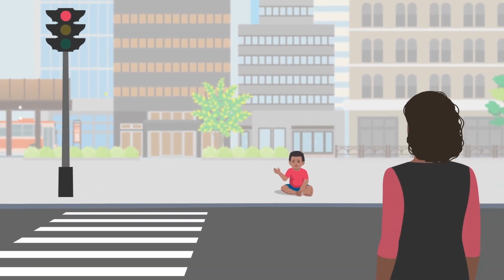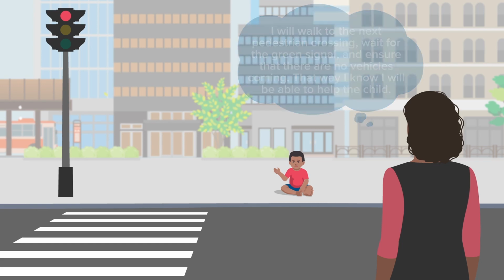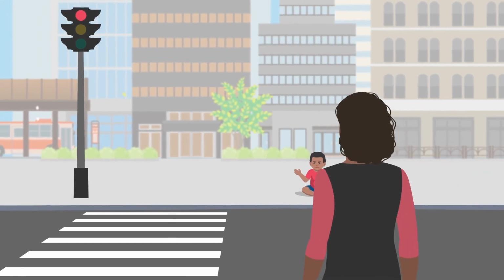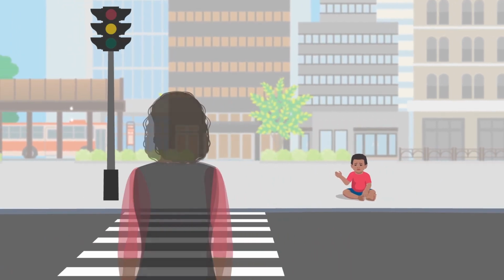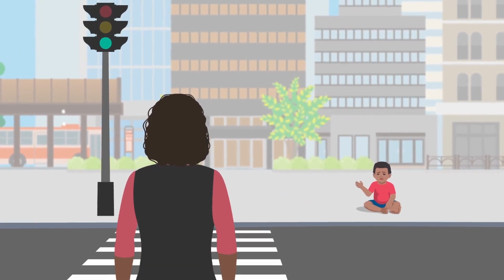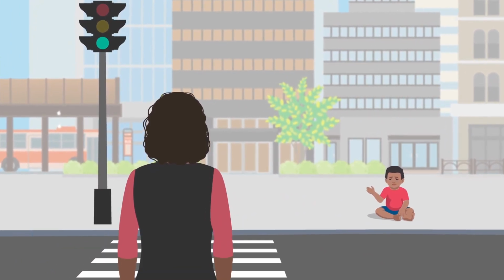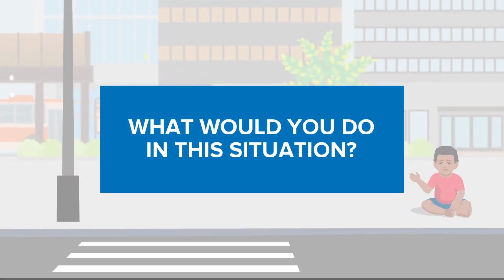There could also be situations where someone will decide to walk to the next pedestrian crossing, wait for the green signal, look for cars, and only then cross the road. In this case, they seem rather risk-averse. They might not get hurt, but the child will not get assistance quickly, creating other risks to their well-being. What about you? What would you do in this situation?